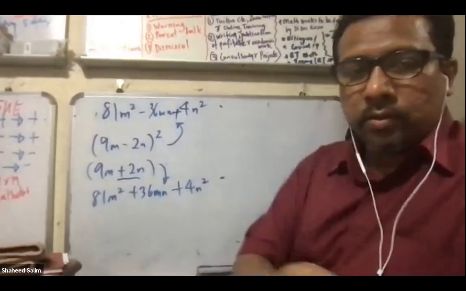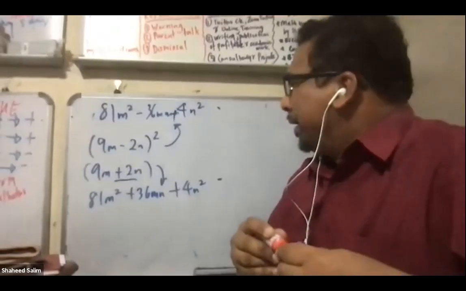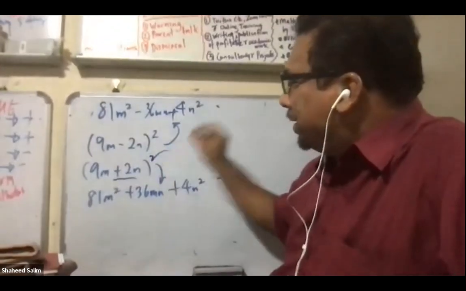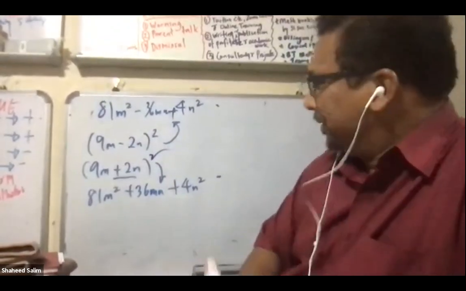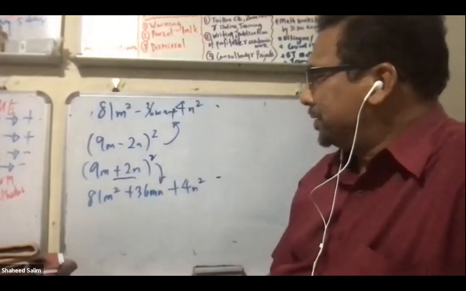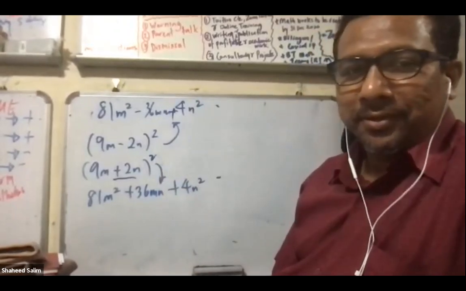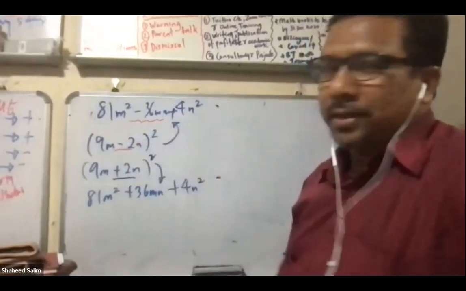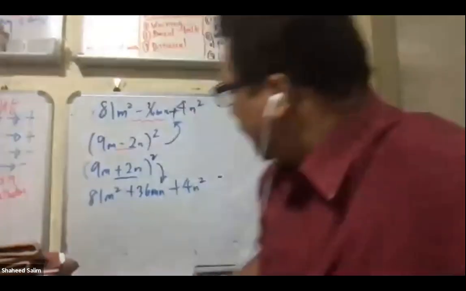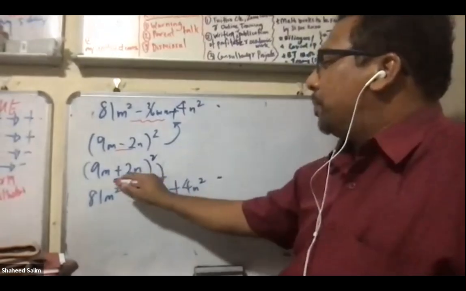Can you see now? This is square. Oh, sorry, the square. What's the difference between the two? 36. This one is a minus. There's a minus here. All right. And then this one is plus. There's a plus here.